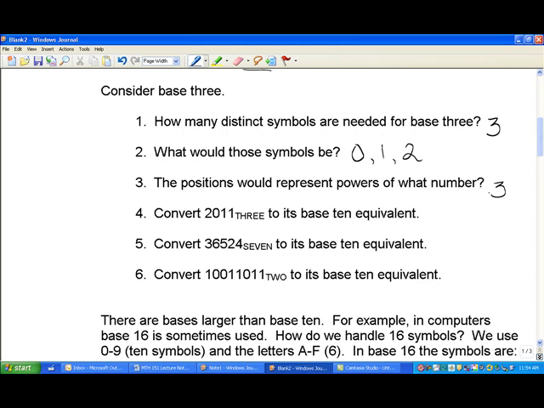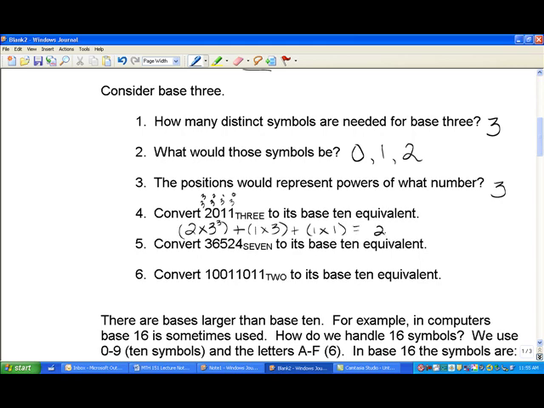So if we want to convert 2011 to its base 10 equivalent, and we're working in base 3, the first thing I like to do is put in my powers of 3. So I have 2 times 3 to the 3rd, plus, there are no 3 squares, so I'm going to leave that out. 1 times 3 to the 1 is a 3, plus 1, and that's a 0 there. It might be a little bit hard. 1 times 3 to the 0 is a 1.